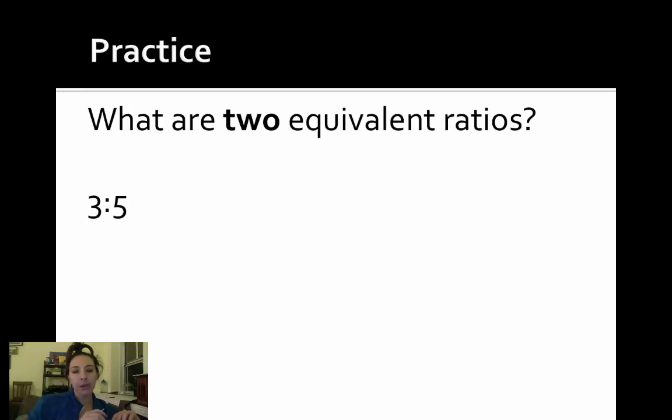All right, so just go ahead and write down two equivalent ratios that you can think of for 3 to 5. I'm going to start off and write one. One equivalent ratio that I can think of that is equivalent to 3 to 5 would be 12 to 20. Take a second and try to write one more on your paper. All right, I'm going to write my other one. We'll go ahead and do 6 to 10.